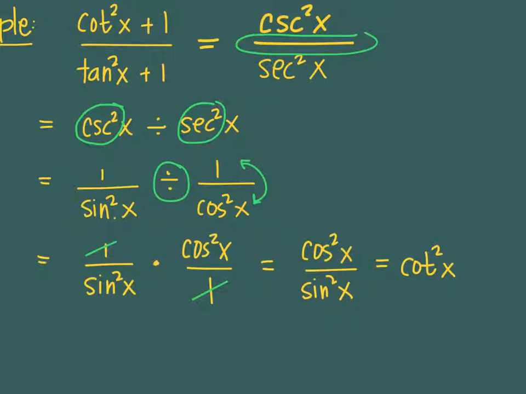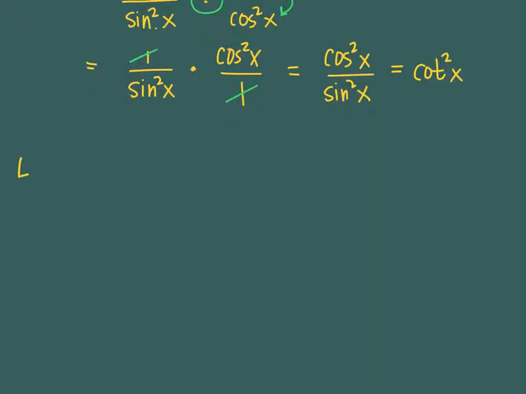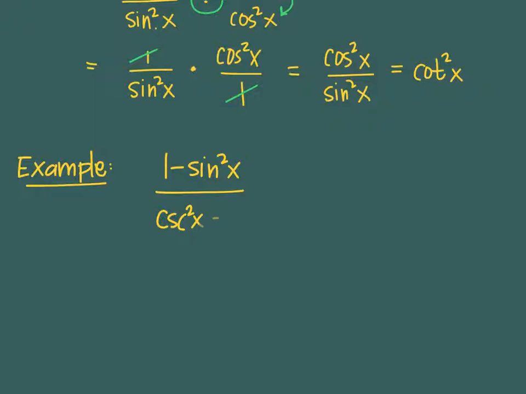So a lot of this is similar to what you were doing last night. We just have a few more identities to work with that will help us simplify. Okay, does anybody have a question on that one? Okay, let's try another one. Let's try 1 minus sine squared over cosecant squared of x minus 1.